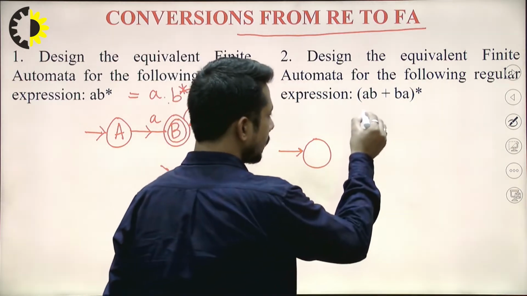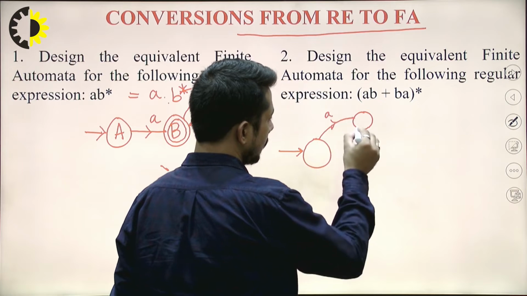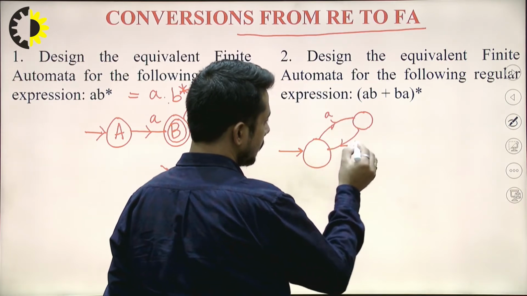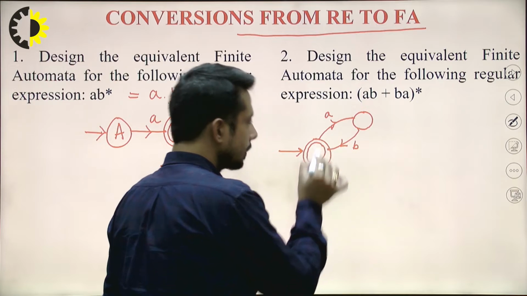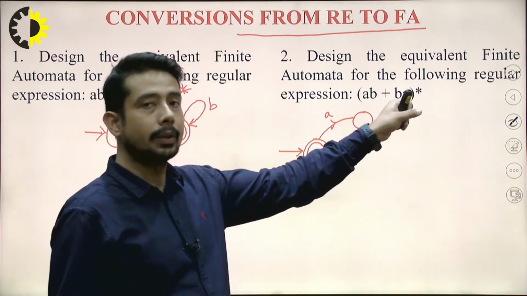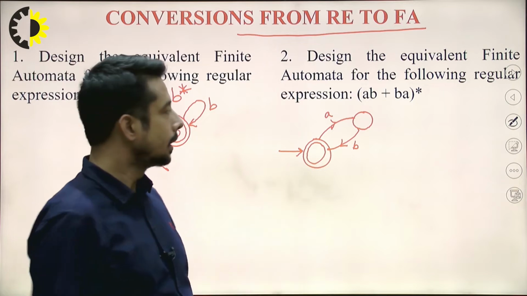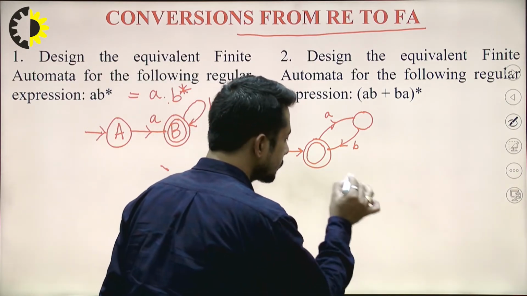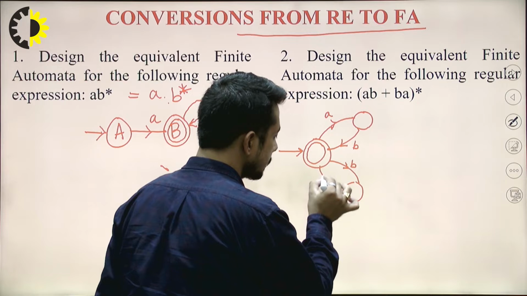So can I take one more state, and from A, it is coming back, correct? So definitely this will become the final state, because if the asterisk value equals 0, then this will be nullified, then the initial state will be the only final state. Similarly, I have to take one more state, and from here BA will be another transition.